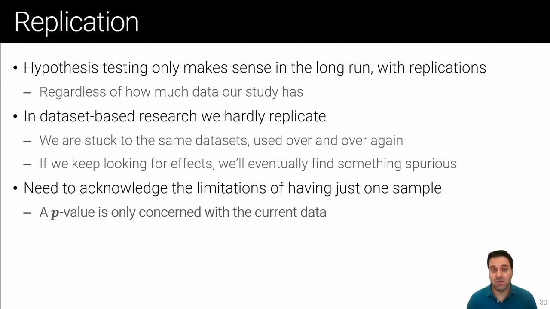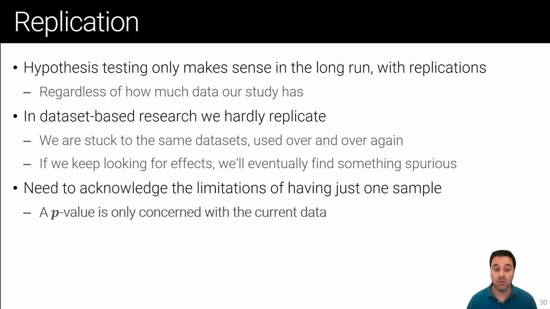And ultimately, it's all about replication. If you think about it, the hypothesis testing framework only makes sense in the long run with replications because we have this alpha probability of error or beta probability of error. Given just the one sample in our data set, we don't know anything about whether we are making an error or not. So the p-value tells us something only about our data, how extreme it is. It doesn't tell anything about the population. And we might be making a type 1 error or a type 2 error, we don't know.